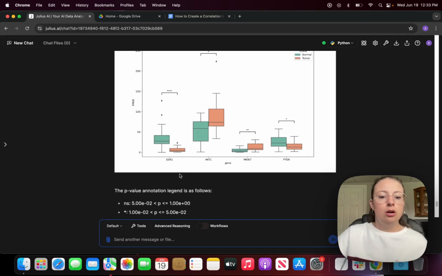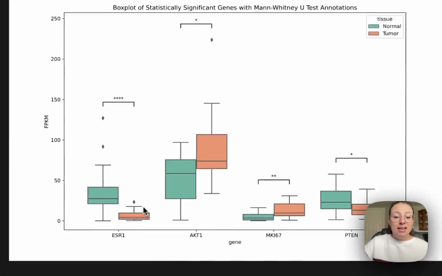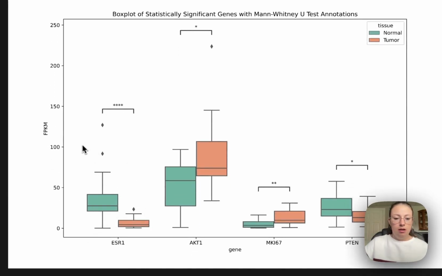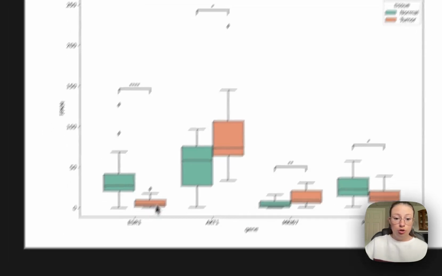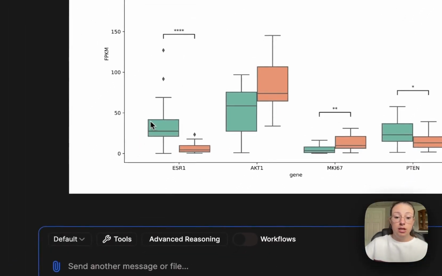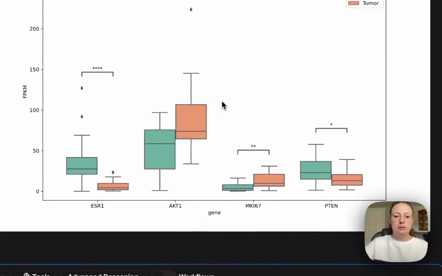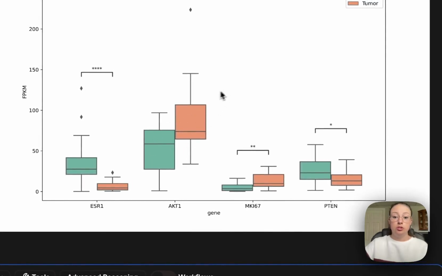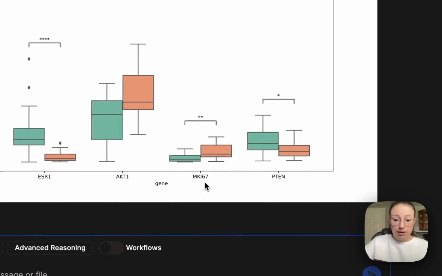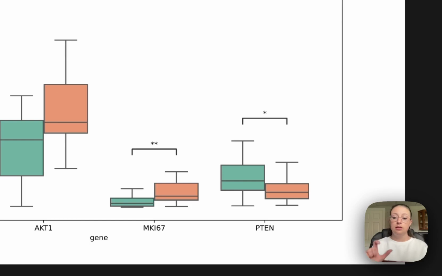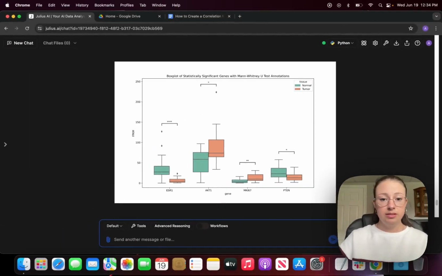So for ESR1, we have it highly expressed within the normalized tissue, which is shown in green, versus the tumor tissue. So in the tumor tissue, there's a statistically significant difference in a decrease in the expression rate. For the AKT1, we see an increase in expression rate from normalized versus tumors. For MKI67, there is an increase in expression rate from normal to tumor tissues. And then P10, there is a decrease, at least for expression rate, in this data set.